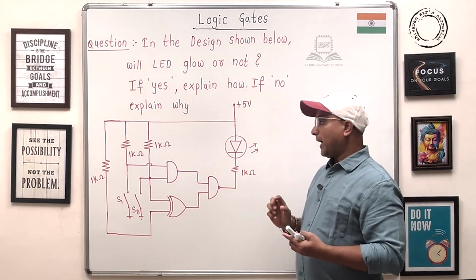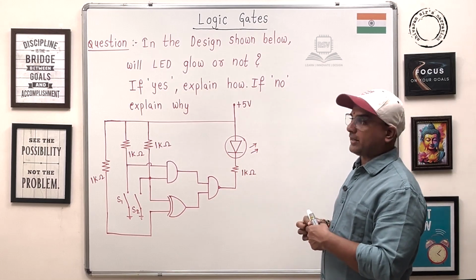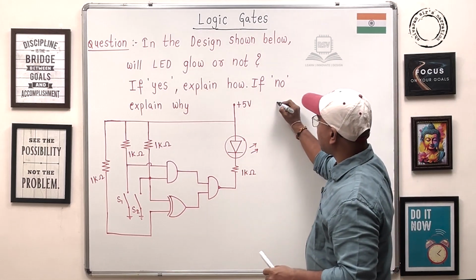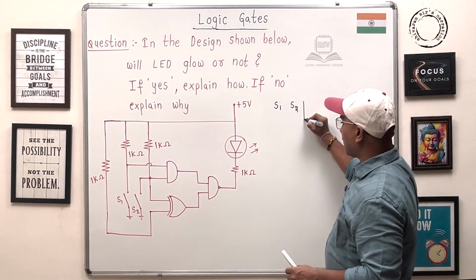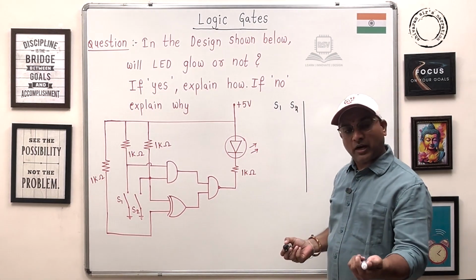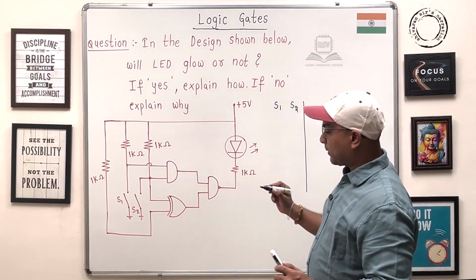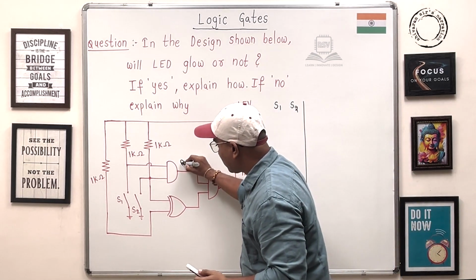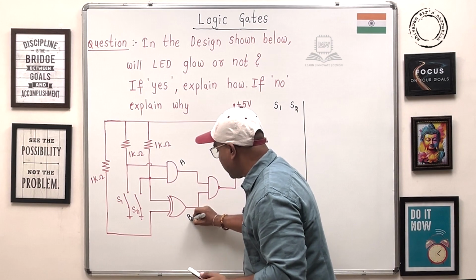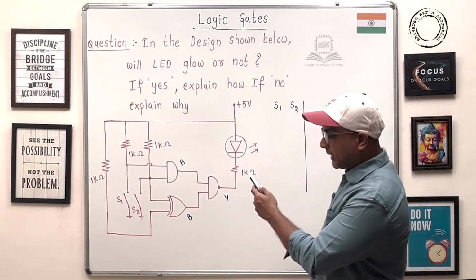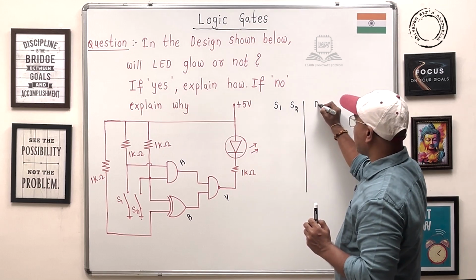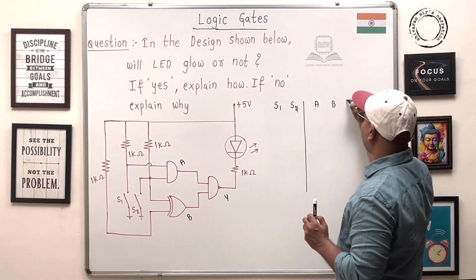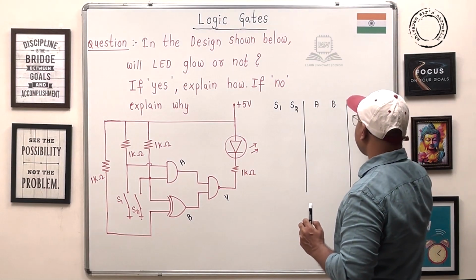Okay. Now, as for the switches, let's consider S1, S2. The switches can be on or off as well. And for better understanding, let's assume A, B, Y: the AND gate output, XOR gate output, NAND gate output. A, B, Y. Okay guys?